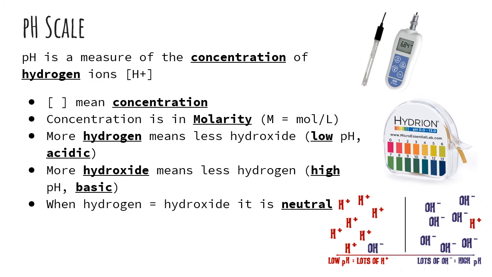So in any solution, we're going to have hydrogens and we're going to have hydroxides. The more hydrogen we have, the less hydroxide we're going to have, which is going to make it a low pH and make it acidic. The more hydroxide we have, the less hydrogen we'll have, and so it's going to have a high pH and be more basic. If hydrogen is equal to hydroxide, that is when we have a neutral solution.